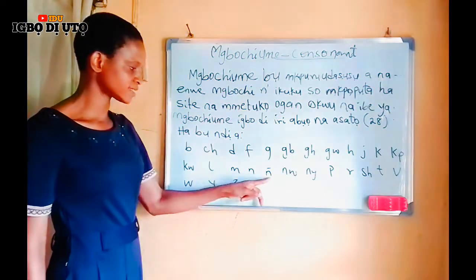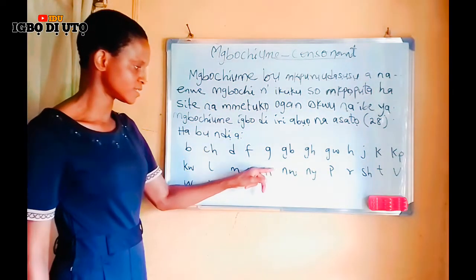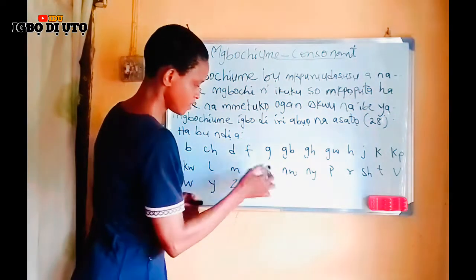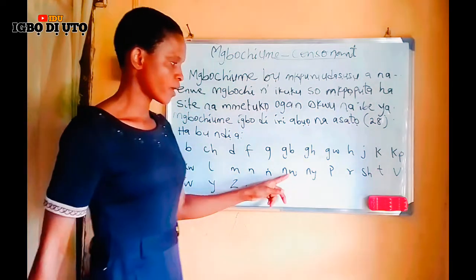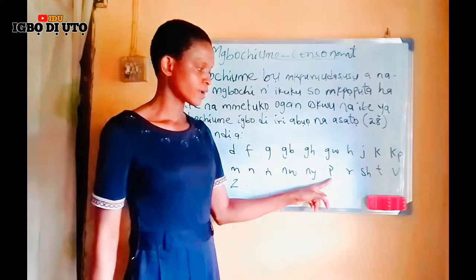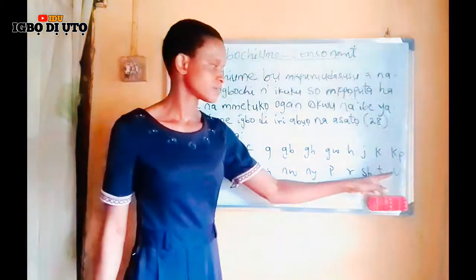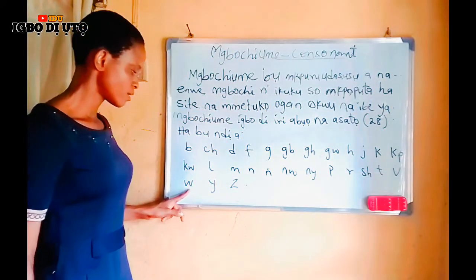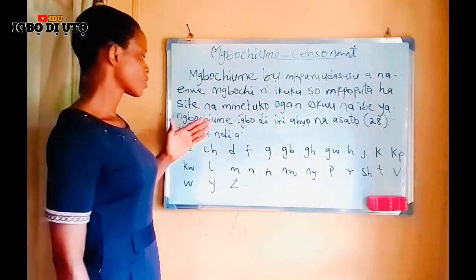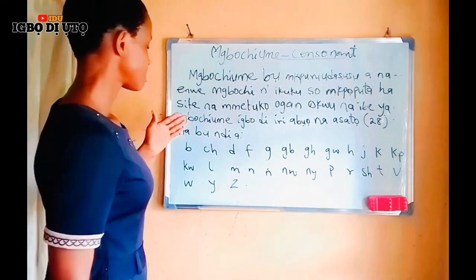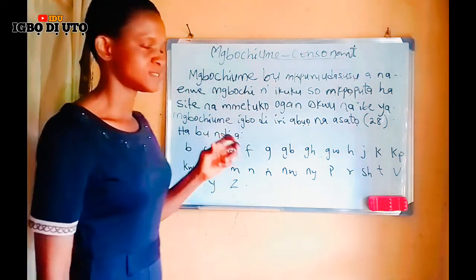You see these two letters. If you see the symbol, they are the same. What differentiates them is this dot, this hyphen. If you don't want to use a hyphen, you can use dots. N, P, R, S, Sh, T, V, W, Y, Z. So we have 28 consonants in Igbo. Igbo consonants are 28 in number.